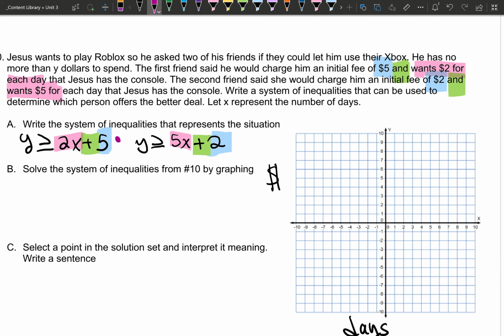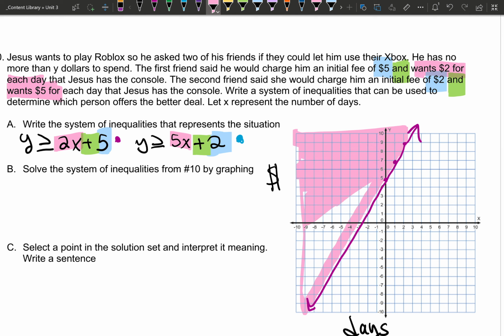Okay, let's graph these inequalities and discuss a solution. The first friend starts at $5 and then $2 a day, so up 2 to the right 1. It's a nice solid line and shaded up. So everything over here gets shaded. The second inequality starts at positive 2. The slope is 5, so we go up 5 to the right 1.